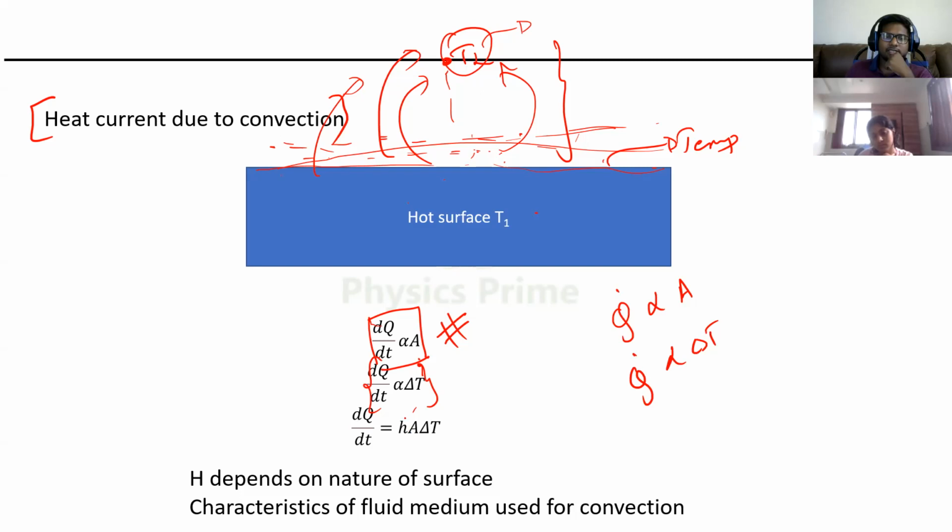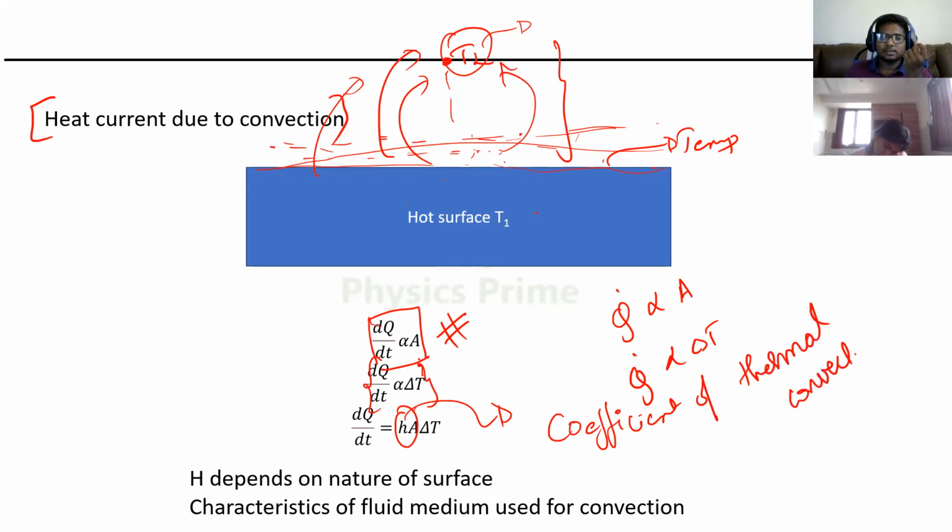If we remove the proportionality symbol, we get a proportionality constant here. That H is called the coefficient of thermal convection. That H depends upon the nature of the surface, which material that surface is formed from, and the characteristics of the fluid medium used for convection. That means the viscosity of this fluid, the surface tension of this fluid, all the characteristics.